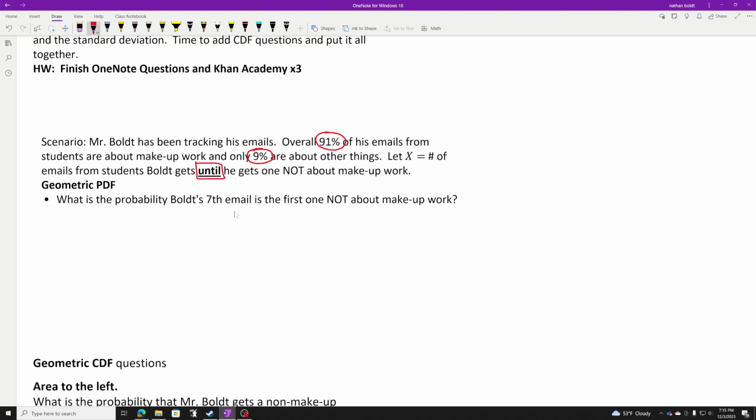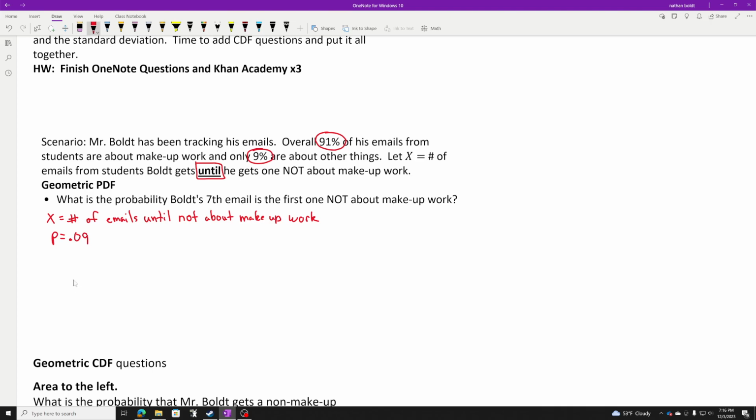So, first thing we did last week, this is still review, is the geometric PDF. What if I ask you about a single probability? So we have this variable x, which is equal to the number of emails I look at until I get one not about makeup work. And the probability of success, every variable has a probability here of 9%. There's a 9% chance I get one not about makeup work.